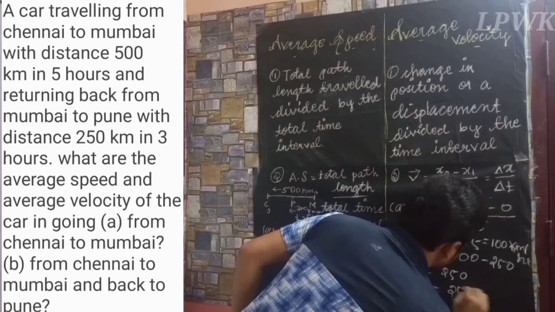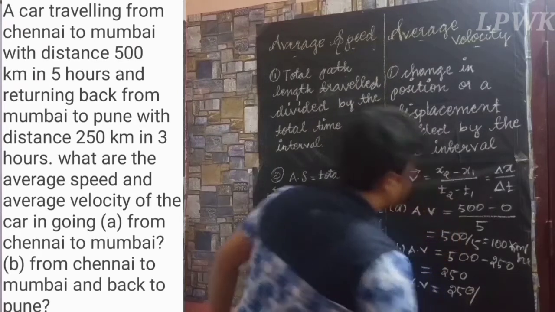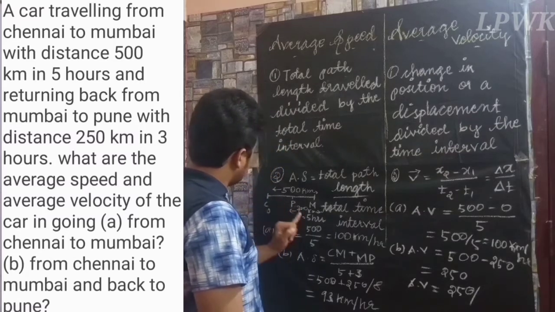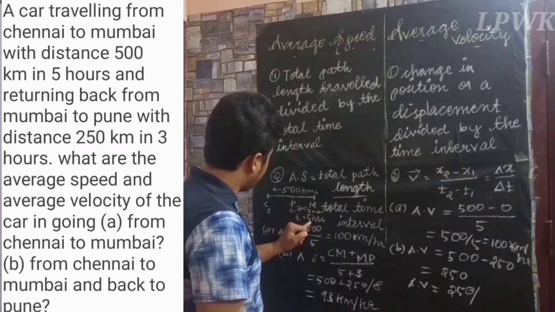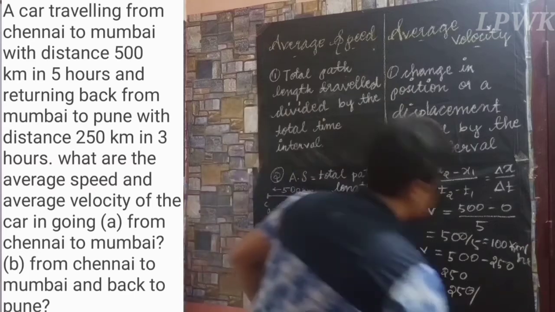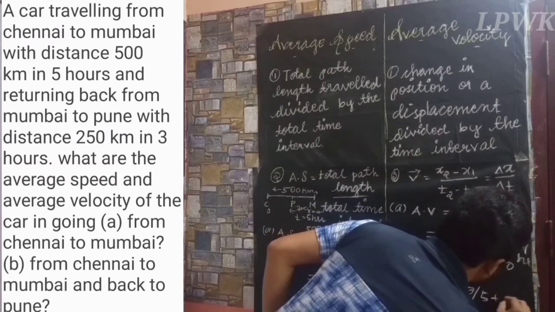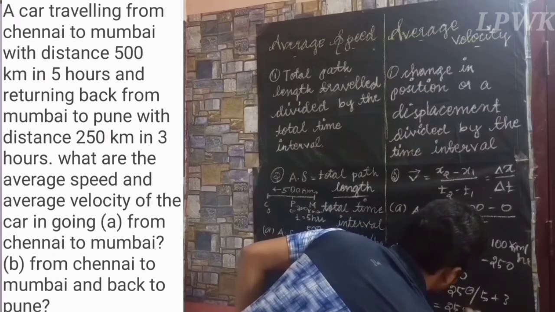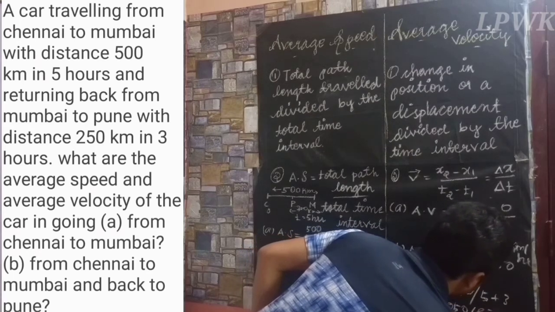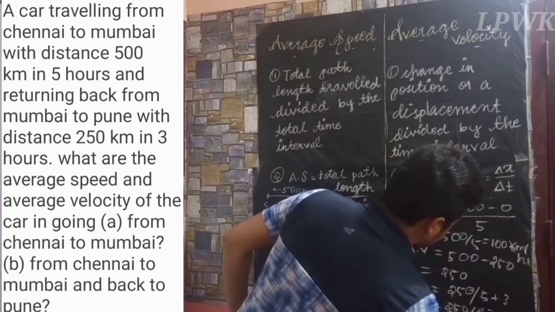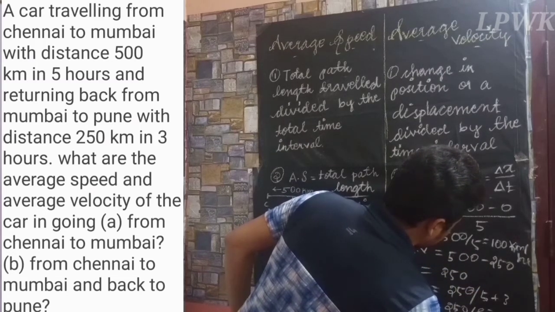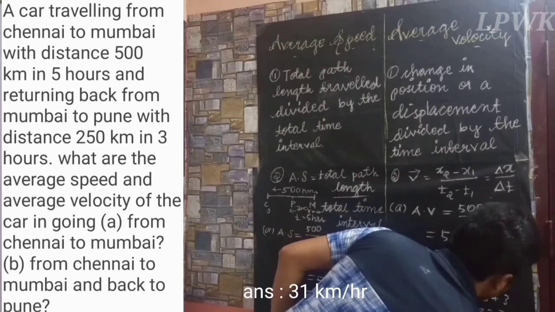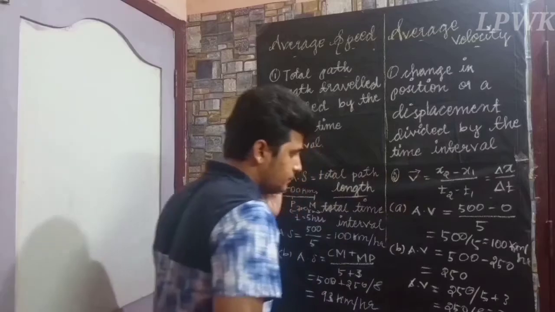250 by 250 by 5 hours plus 3 hours, totally 8. So answer will be 31 kilometer per hour. Okay.